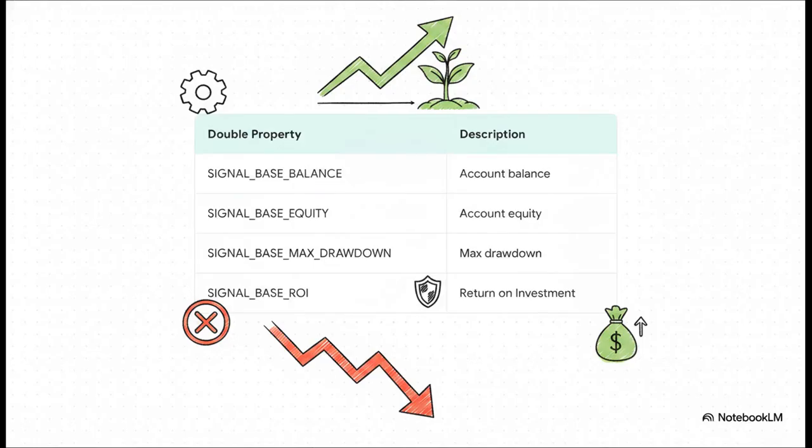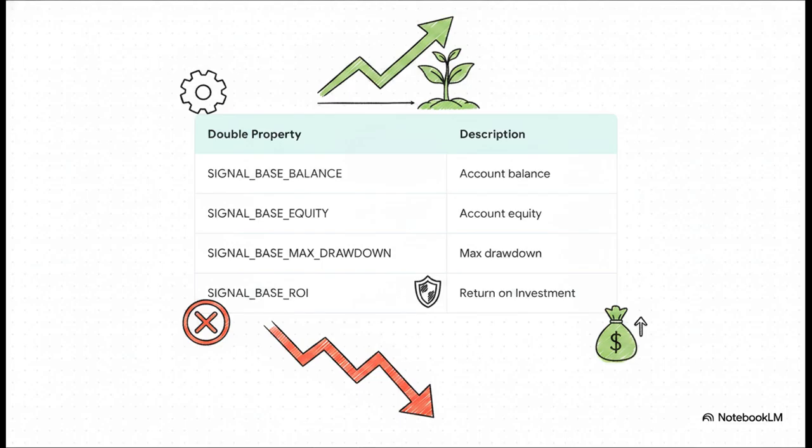Now, what's really fascinating here is how you can use these exact double properties for automatic risk filtering. By passing these ENUM_SIGNAL_BASE_DOUBLE identifiers into your getter function, you pull the account balance and equity. But take a look at SIGNAL_BASE_MAX_DRAWDOWN and SIGNAL_BASE_ROI. Think about it. You can program your EA to instantly discard any signal with a max drawdown that exceeds, say, 15%.